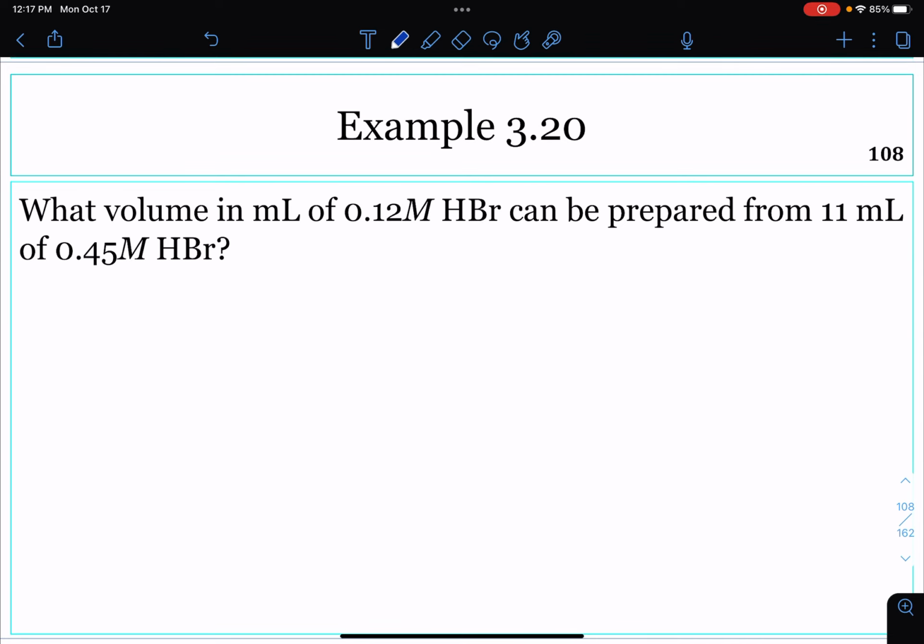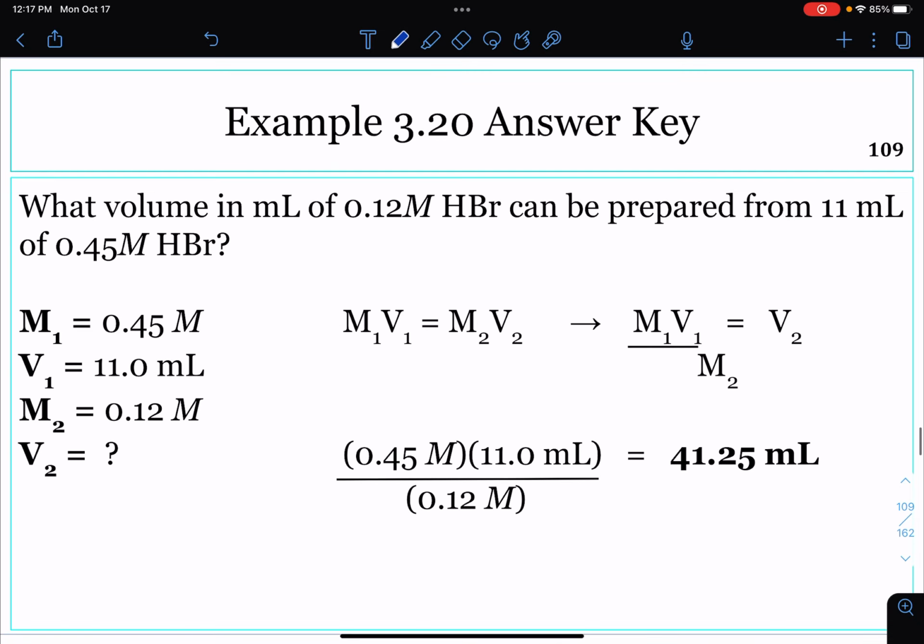Here's another problem. Pause to work it out on your own. The answer is 41.25 milliliters. We don't need to convert to liters here. The molarities cancel, and we are left with milliliters in the answer. The problem asked for milliliters, so we need to leave the answer this way.